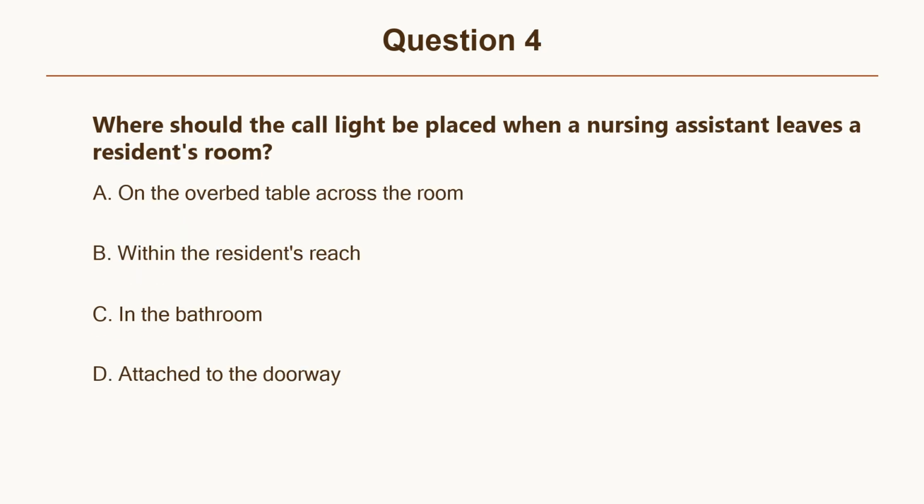Question 4. Where should the call light be placed when a nursing assistant leaves a resident's room? Option A. On the overbed table across the room. Option B. Within the resident's reach. Option C. In the bathroom. Option D. Attached to the doorway. The correct answer is option B. Within the resident's reach.